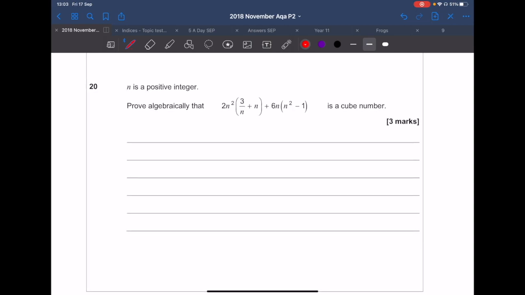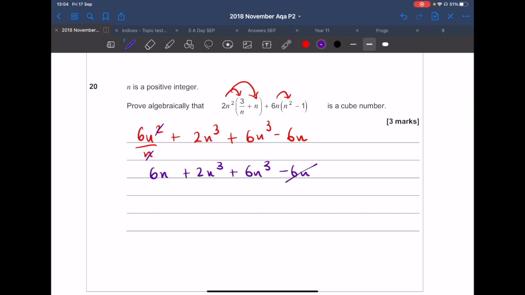Question 20, n is a positive integer. Prove algebraically that it is a cube number. So what we can do from here, we can try and expand brackets. So we're going to get 6n squared over n, add 2n cubed plus 6n cubed take 6n. So that's the first step. If we simplify, we're going to get 6n plus 2n cubed plus 6n cubed take 6n. These cancel each other out, so you're left with 8n cubed.